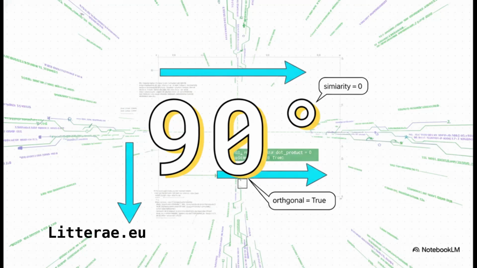And of course, the opposite is true. If two vectors are at a 90-degree angle to each other, if they're totally perpendicular, then they have basically nothing in common, conceptually speaking. They're pointing in completely different directions. So their similarity score is 0. No match here.